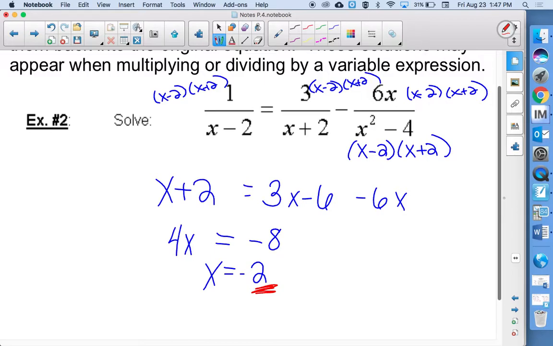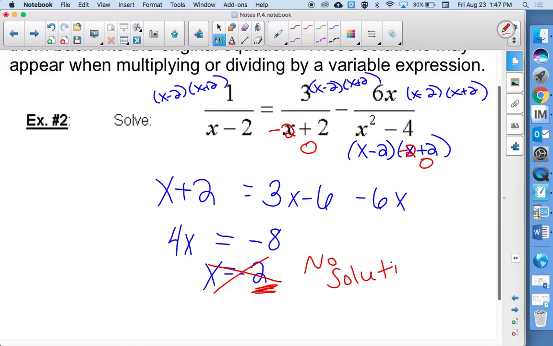If you put it here, negative 2 plus 2 is 0. If we put it here, negative 2 plus 2 is 0. You can't have 0 in the denominator. It's undefined. It doesn't exist. So that means this guy is extraneous. Emma, what would the answer be then? There is no solution.